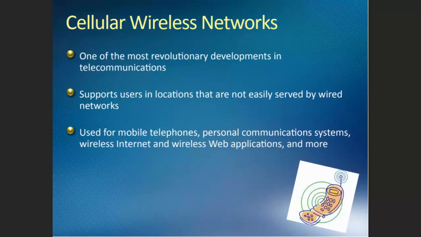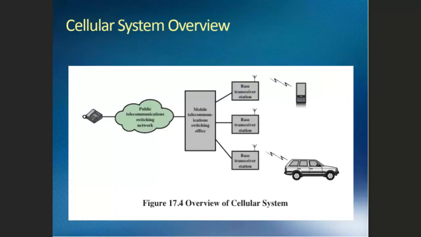We also have the cellular or mobile networks, and they support users in locations that are very rural or very far. As you can see here, we have a telephone. The telephone is using the public telecommunication switching network, your telephone network. Then you can connect it to a mobile telecommunication switching office so that it can communicate with mobile devices.